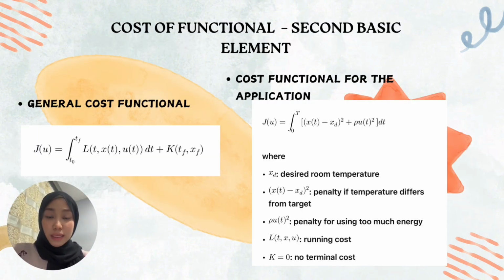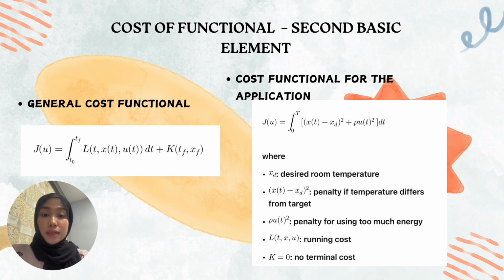For the second basic element, which is the cost functional, J(u), the formula is J(u) equals the integration of L function, which is the running cost, plus K function, which is the terminal cost. The cost functional is basically a formula that can measure our system performance where we apply a certain control into the system. It will tell us how to minimize or maximize our energy, time, and error.